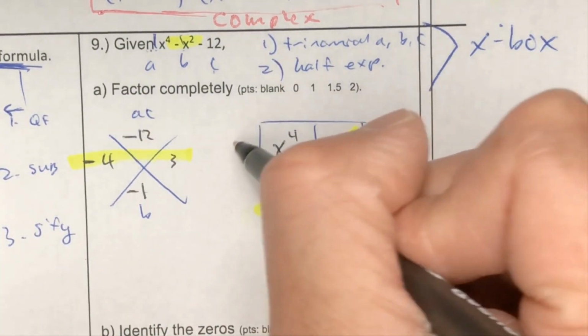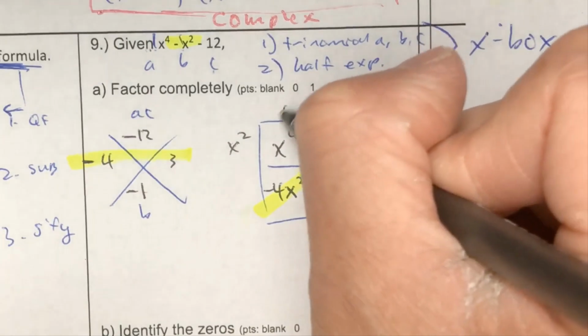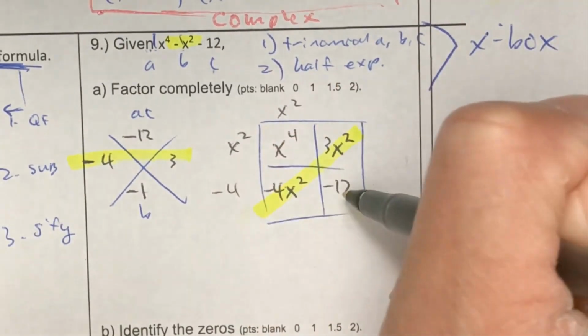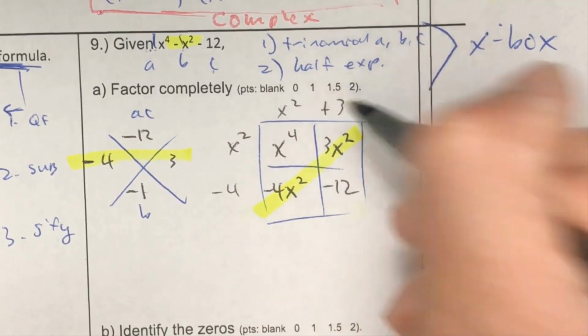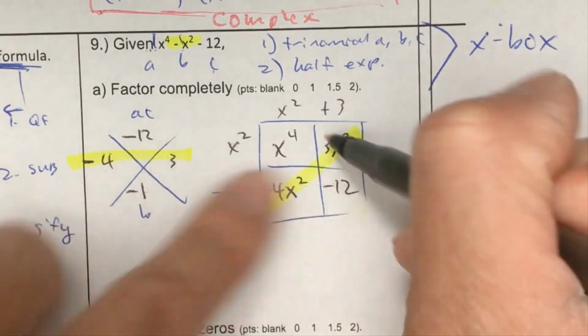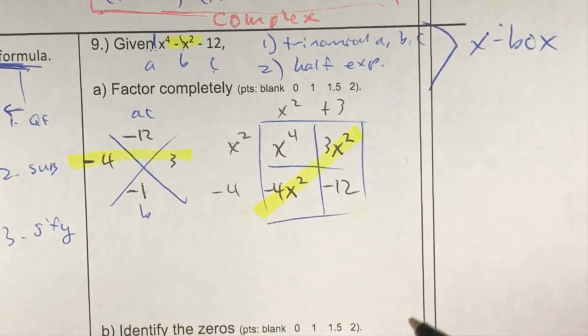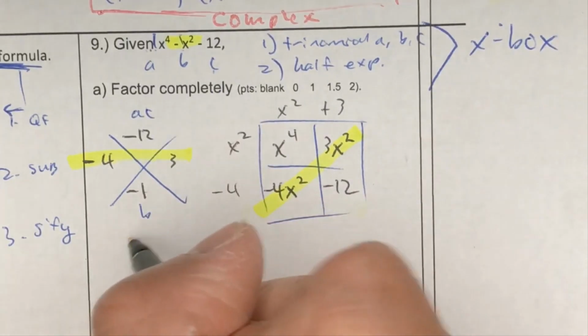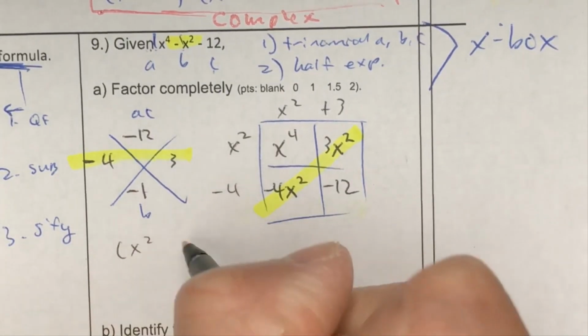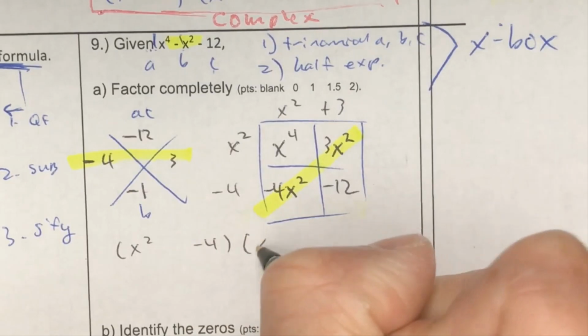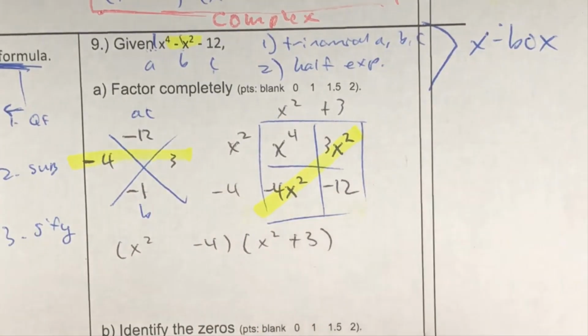Just take out your greatest common factor, x squared minus 4, and then plus 3. And then double check by multiplying, and that works. So to factor completely, I have x squared minus 4 and x squared plus 3.